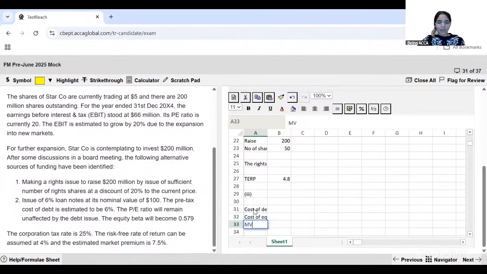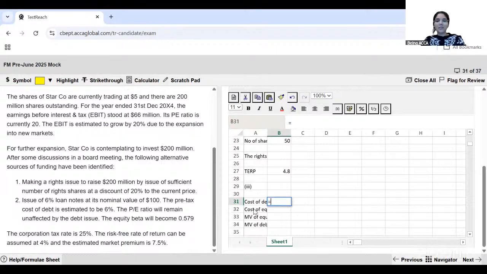We need the market value of equity, and we need the market value of debt. This is all that we need. Cost of debt, the pre-tax cost is given to us as 6%. So the post-tax is going to be 1 minus 25%, which will be converted to a percentage. It's going to give you 4.5% to be the cost of your debt.